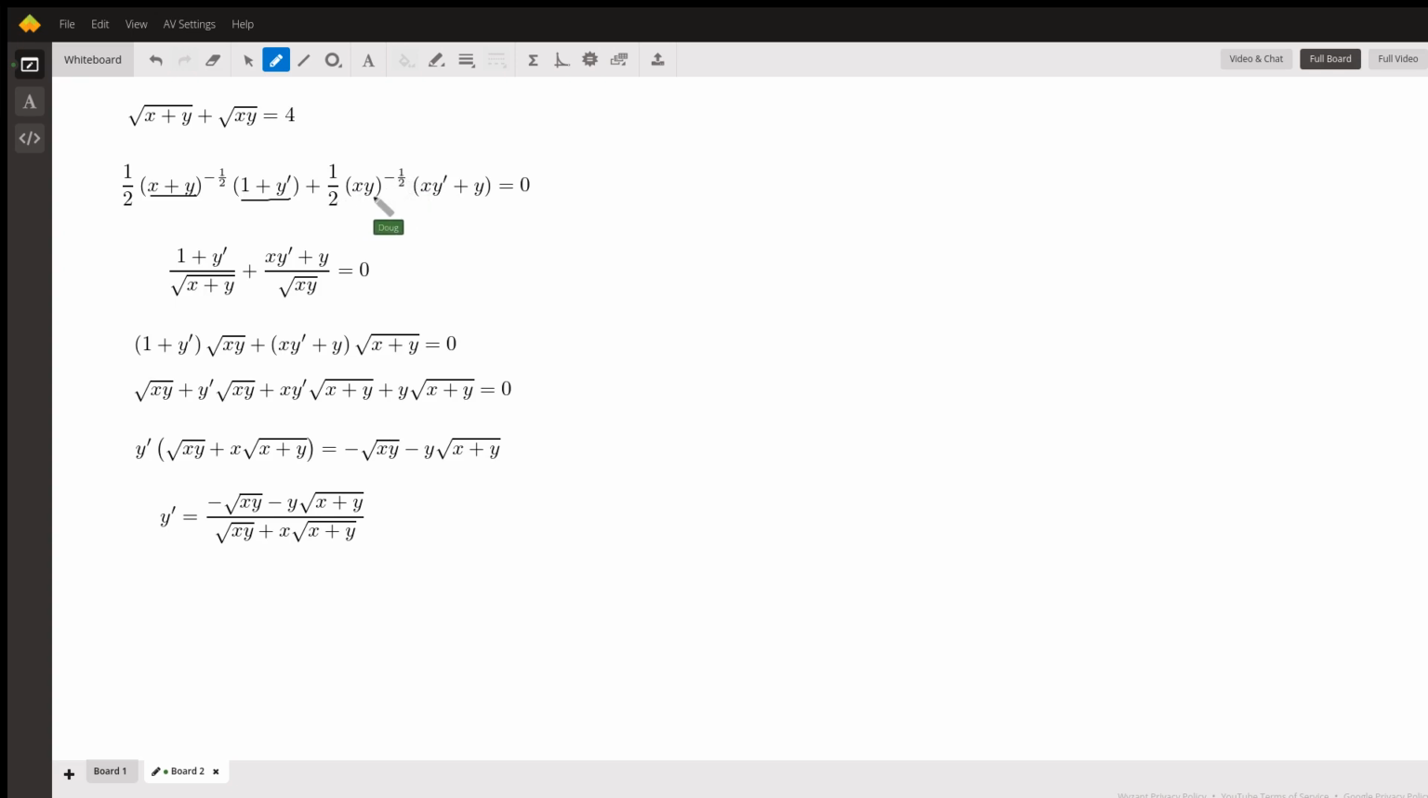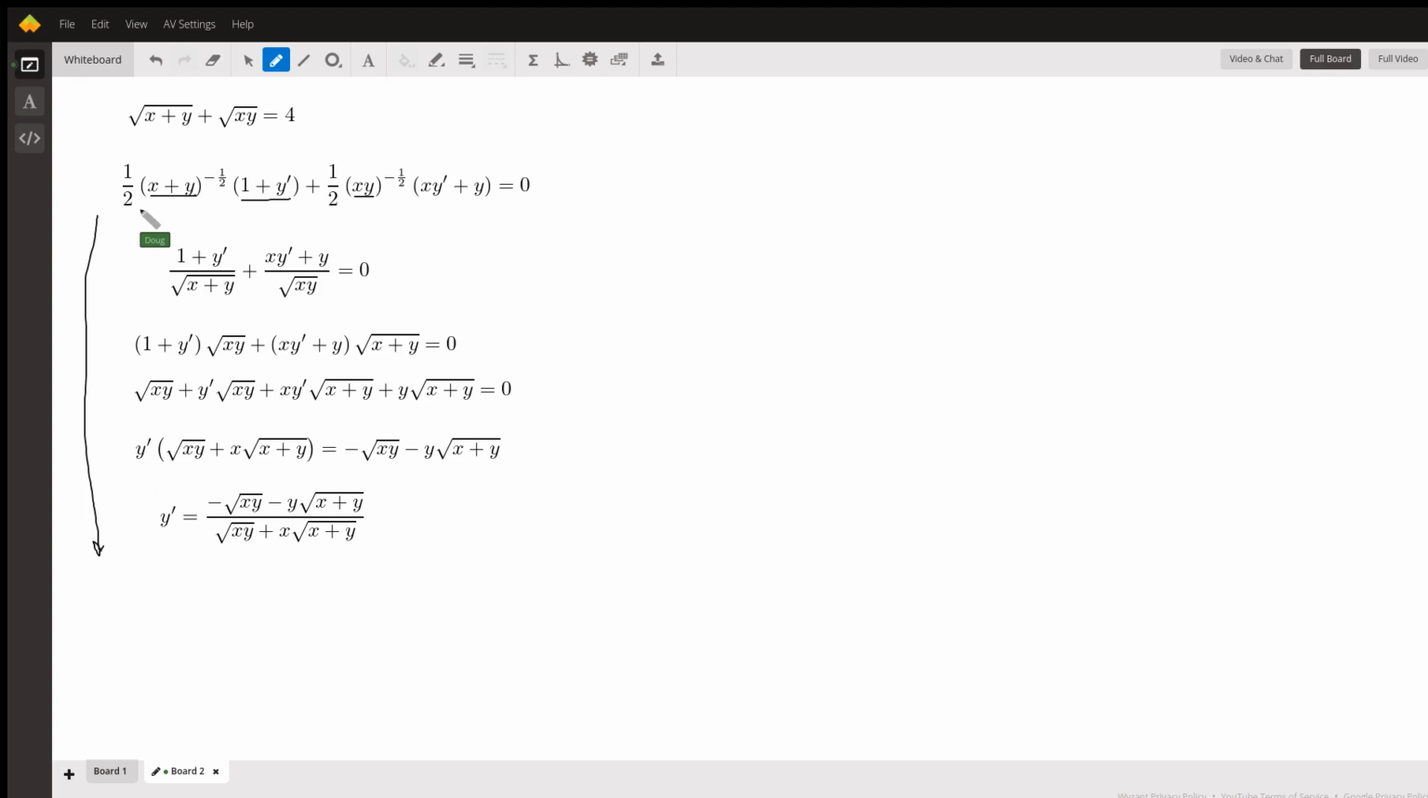The derivative of the inside, you need the product rule. First times the derivative of the second, plus the second, y, times the derivative of the first. And of course, the derivative of the constant 4 is 0. Now, how do you get from here all the way down to here?